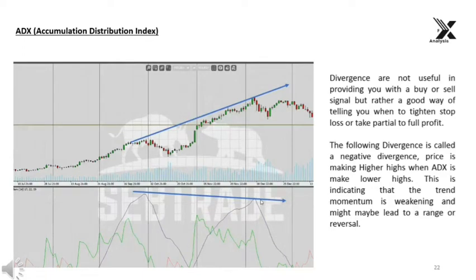The following divergence is called a negative divergence. Price is making higher highs, when ADX is making lower highs. This is indicating that the trend momentum is weakening, and might lead to a range or reversal.